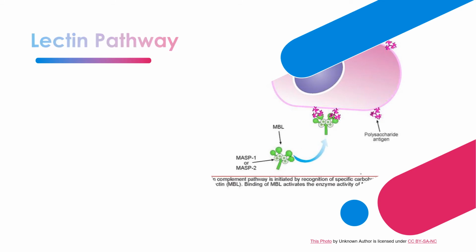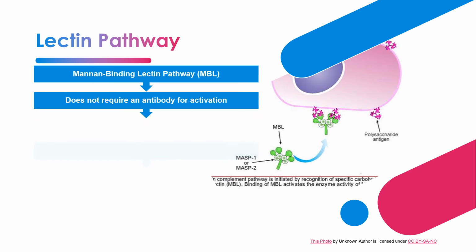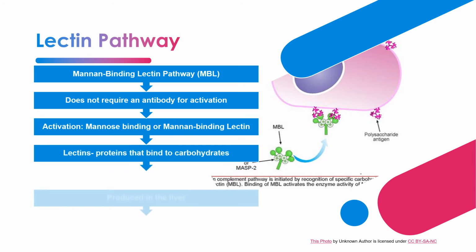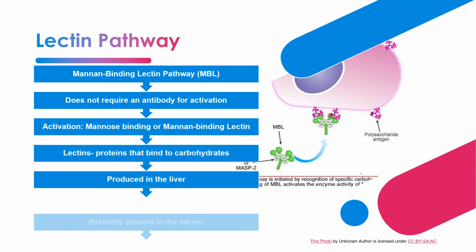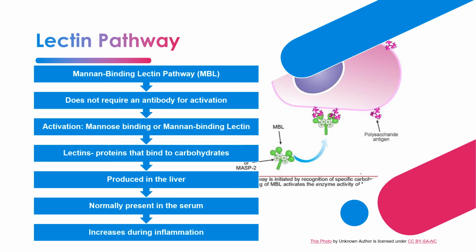The third pathway is the lectin pathway, also known as the Mannan-binding lectin pathway, or MBL. This pathway does not require an antibody for activation as well. Activation is brought about by the mannose-binding or Mannan-binding lectin. Lectins are proteins that can bind to carbohydrates. MBL is produced in the liver and is normally present in serum. MBL is also an acute phase protein, therefore increasing during inflammation.